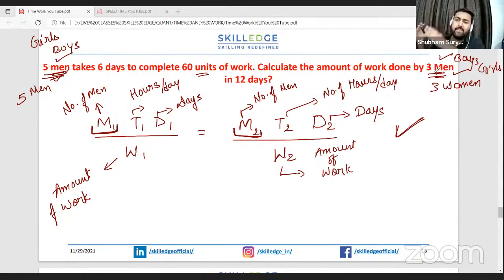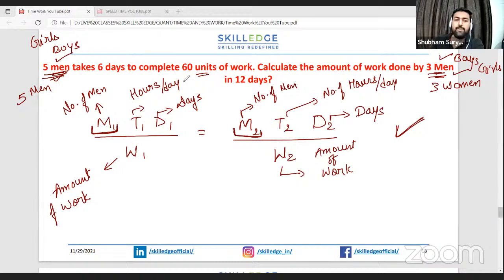Okay, and the examination will get a question like this only, the efficiency remains same but the number of people changes over here as well as over here. Okay, chaliye. Now whenever you have a question like this, what you can do is you can just use this particular formula. Now 5 men takes 6 days to complete 60 units of work.